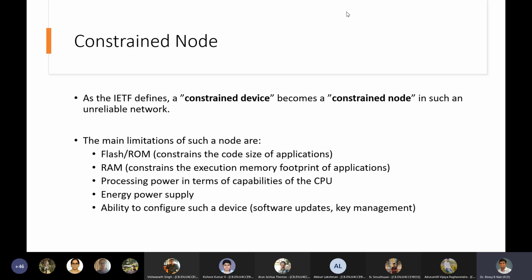So you have Xilinx as one of the major players in this market, and you can actually realize an entire microcontroller inside an FPGA.